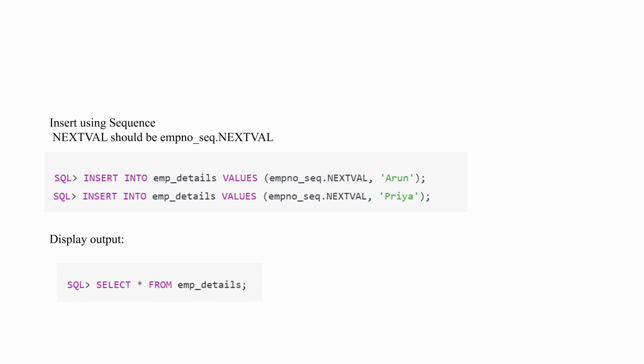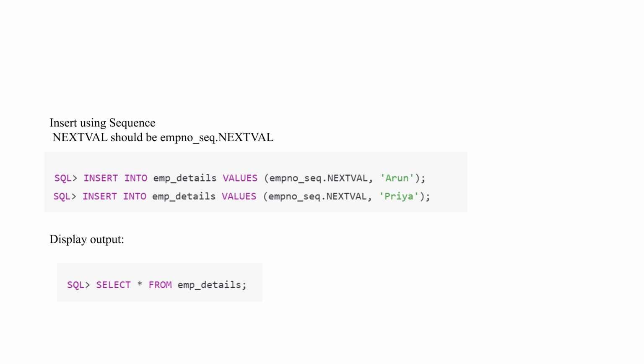Insert using sequence. To insert values using a sequence, we use nextval. For example, employee number sequence dot nextval. This gives the next number from the sequence. So when we insert Arun and Priya, the employee numbers will be generated automatically. After inserting, we use select star from employee details to display the table output.